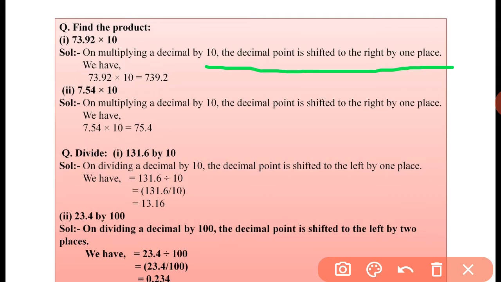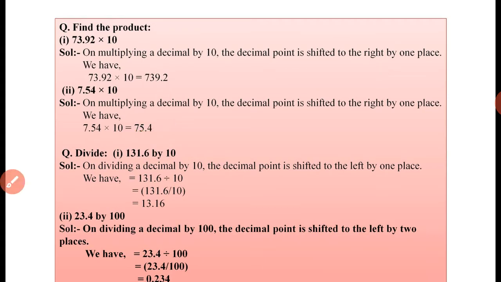Similarly, in the second part we can see 7.54 into 10. Here also the decimal will shift one place, so it will become 75.4. So we can write here 75.4.